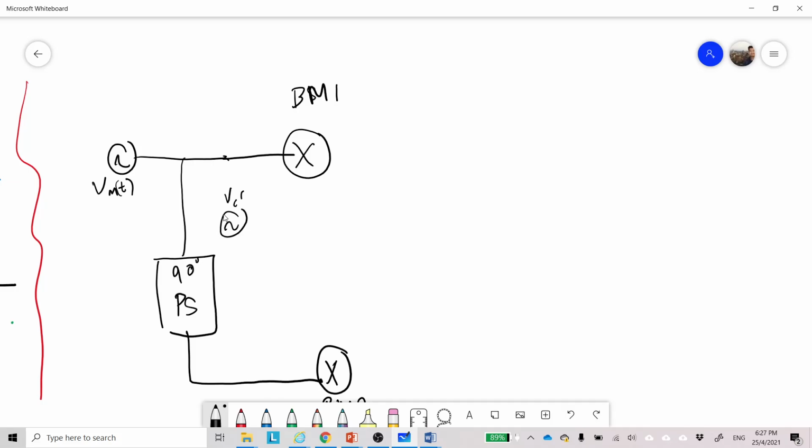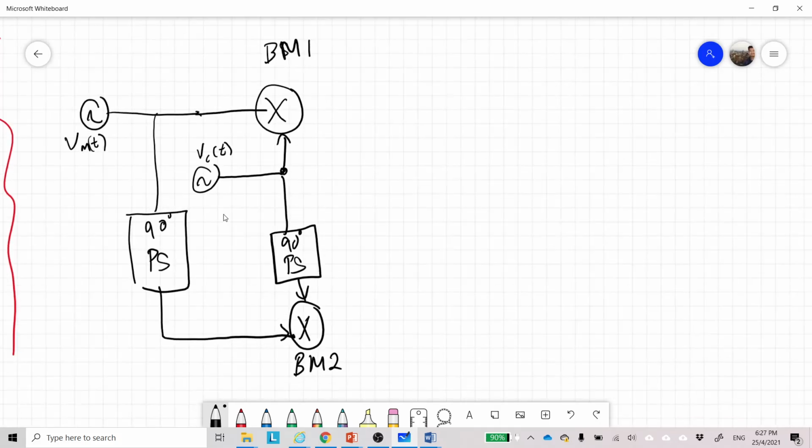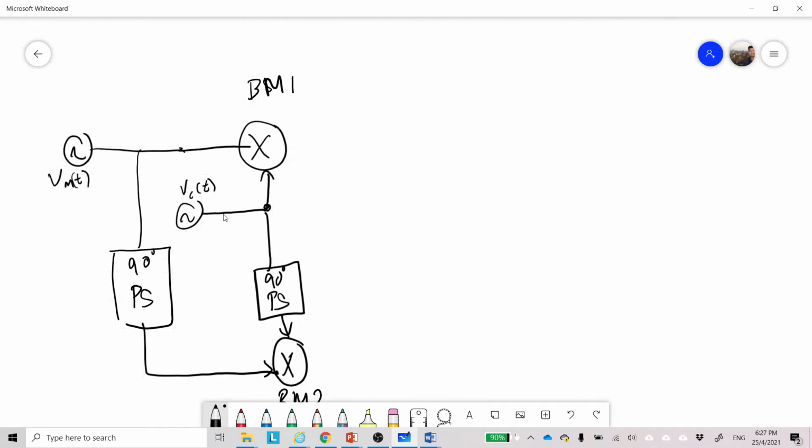Okay, over here we have the VCT, the carrier component. The carrier signal will go to the first balance modulator, and then over here we have the 90-degree phase shifter, PS. Okay, phase shifter, and this goes to the second balance modulator. The output here will go to the adder. We have the adder over here, and then it goes to the output.